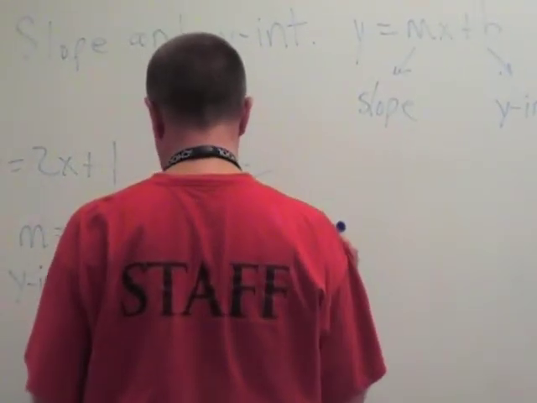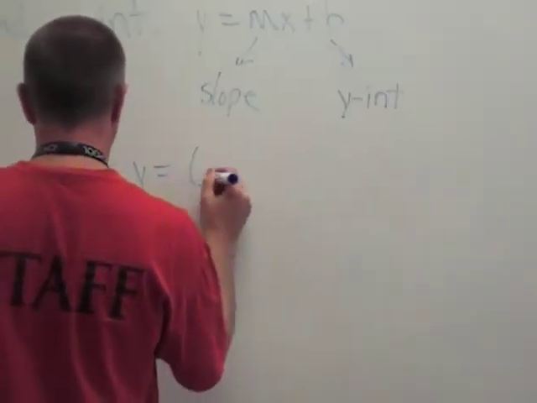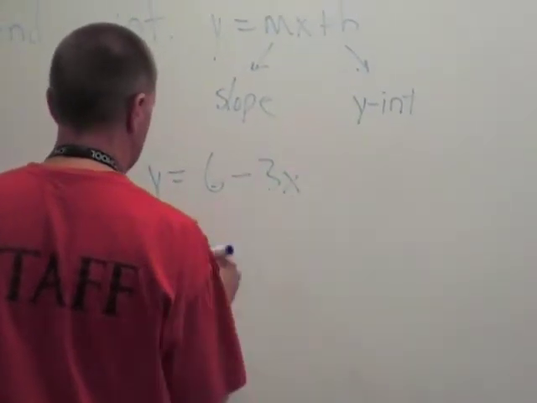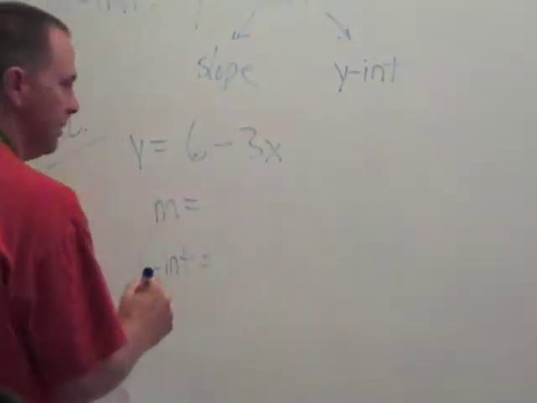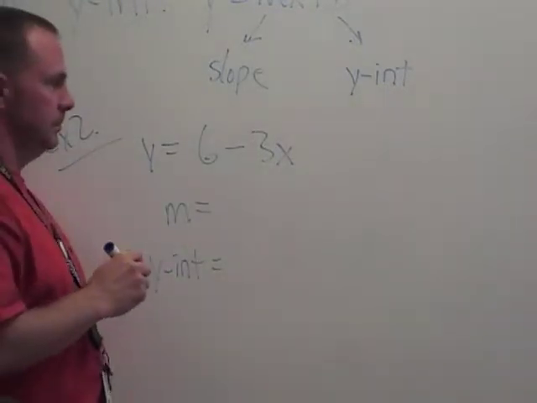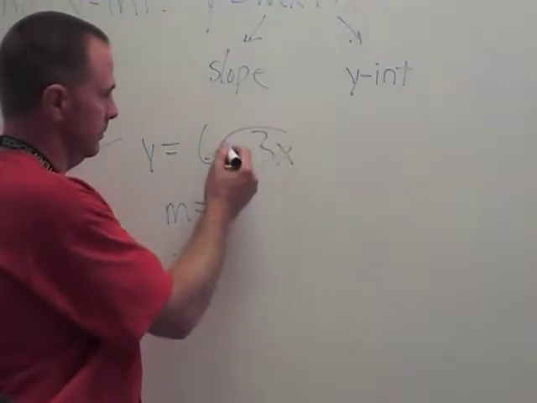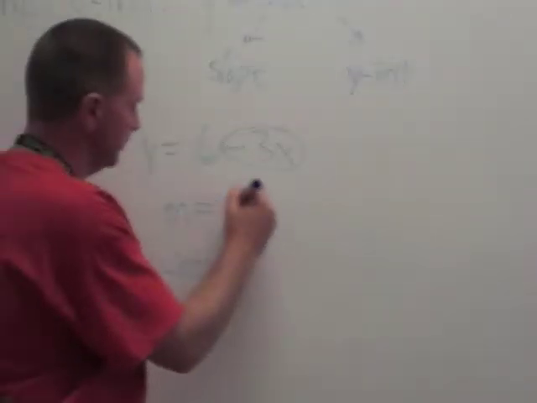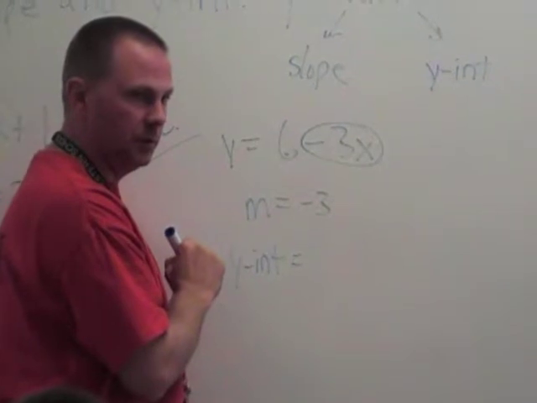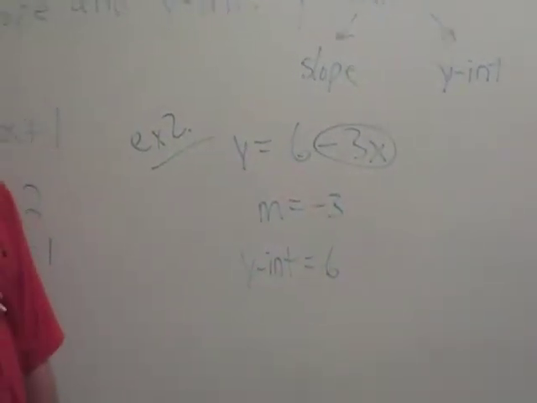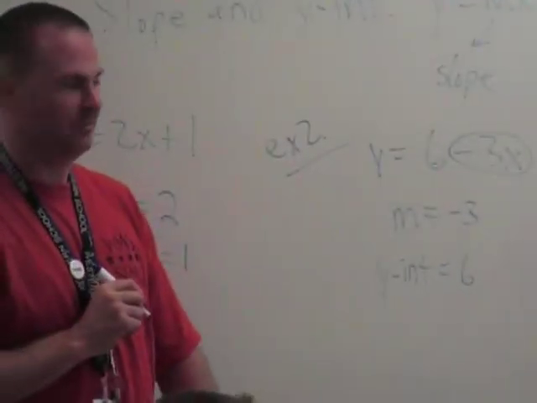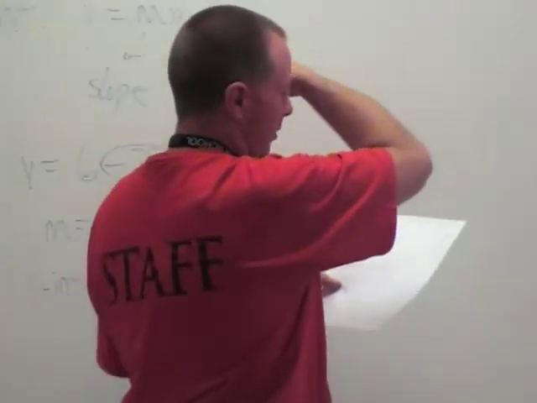Example 2. Y equals 6 minus 3x. What is the slope and what is the y-intercept? The slope is negative 3. What's the y-intercept? Positive 6. We got that right. Okay. Let's try one more.